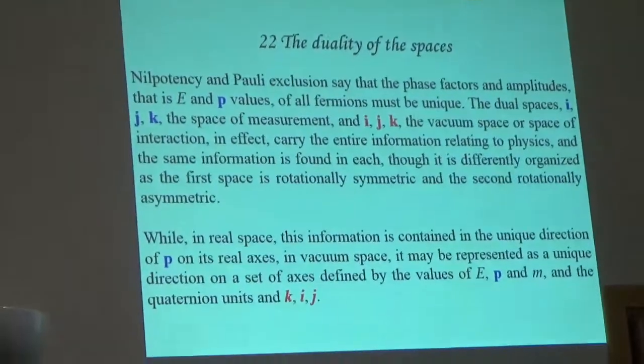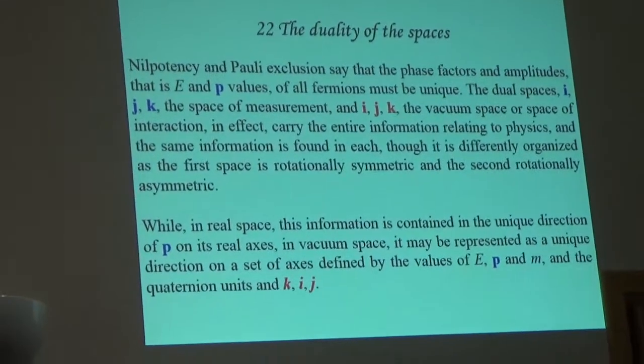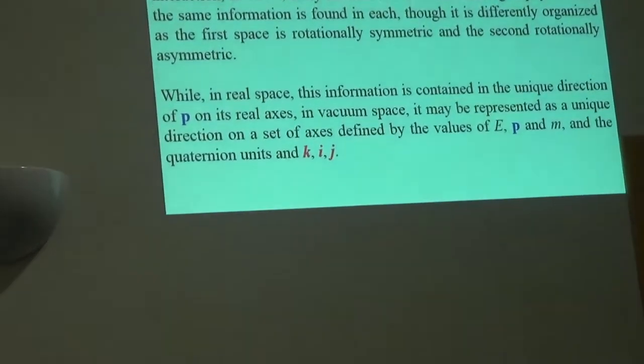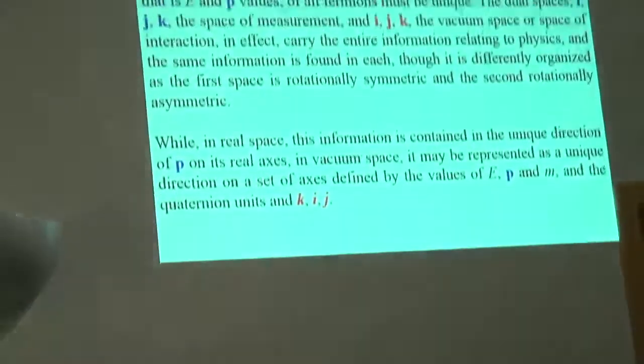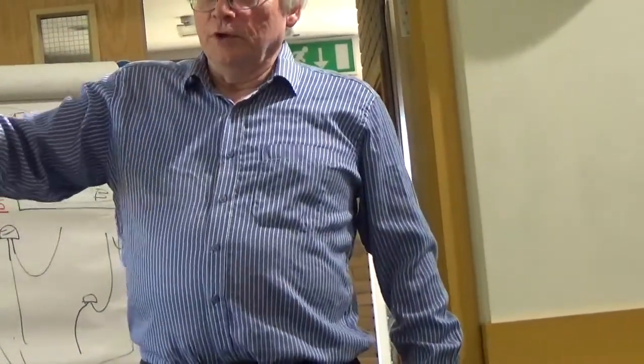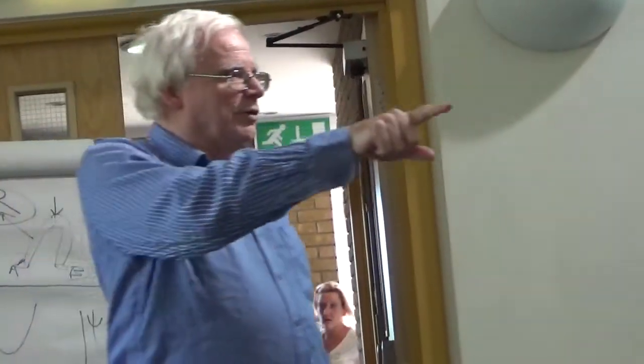So the nilpotency says that all these things must be unique. The same information is in the two spaces, but it's differently organized. And the reason is that if you go back to that structure that we started, that five-component structure, the red ones don't preserve the symmetry. They lose their rotational symmetry, because the red K is on I, the red J, the red I is on blue I J K, and the red whatever's left J is on one.